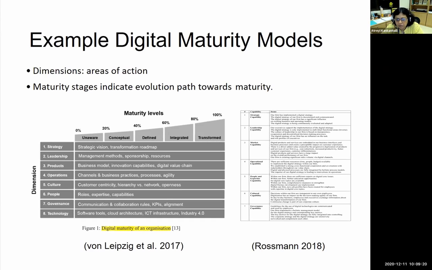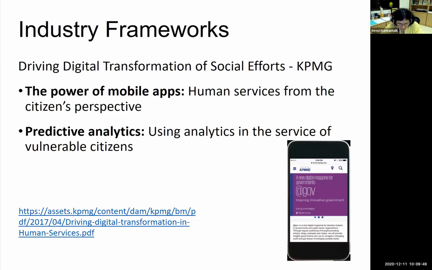And again, these models then help organizations to self-evaluate themselves. If you look at the table on the right, you will see certain questions that organizations can use to self-assess and see what level they are currently at. And then there's usually some information about how to move to the next level, which are the areas to focus on. So there's also industry frameworks out there.